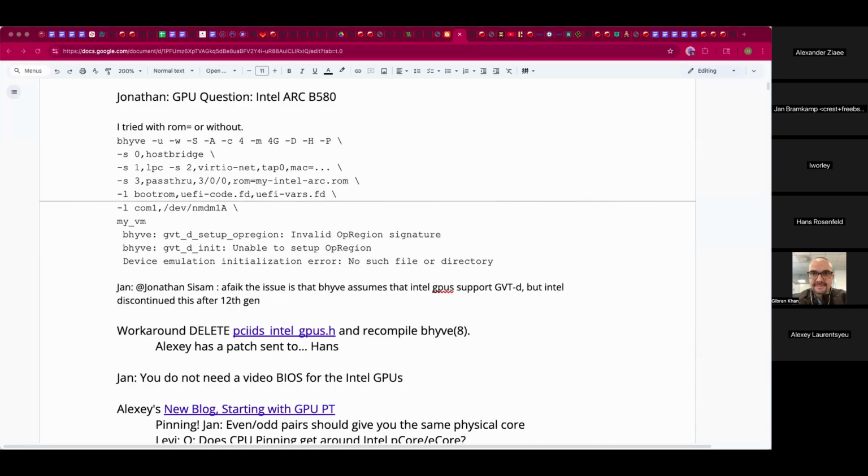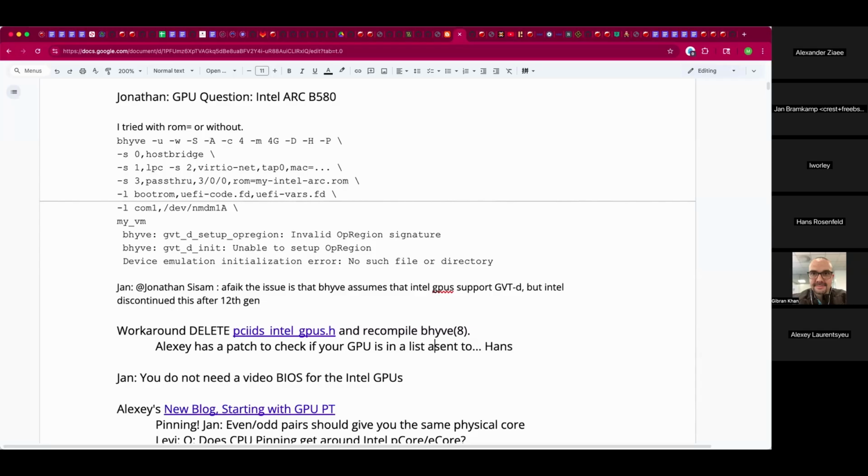I have a patch that just makes bhyve check if your GPU is in the list of all the GPUs that support GVT-d. If it doesn't support it, then it uses the classic pass-through. Do you have a public link to that of any kind? I have just a couple of files. Okay.